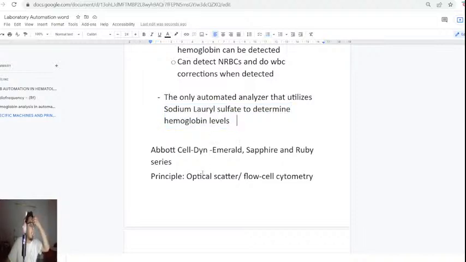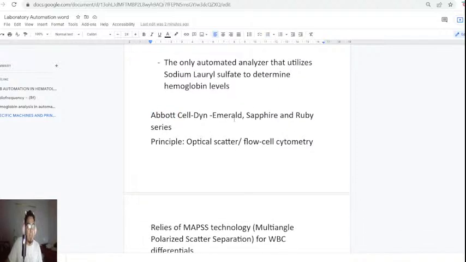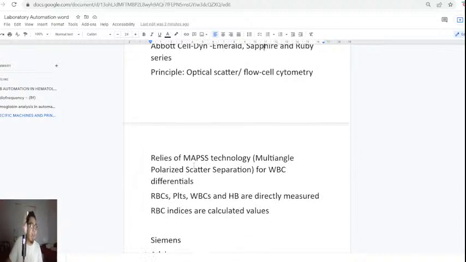Okay, so next we have the Celldyne series from Abbott. Again, it's based on precious gems, because according to Abbott Laboratories, they consider this their precious hematology analyzer series. So the latest is of course Sapphire. Sapphire is the latest among them, and all of them rely on optical scatter or flow cytometry principle. It relies on MAPS.